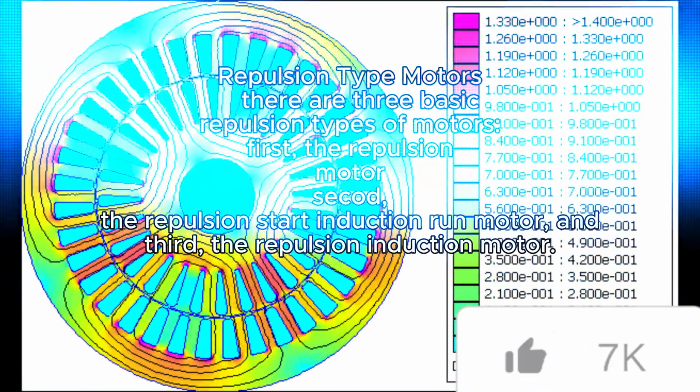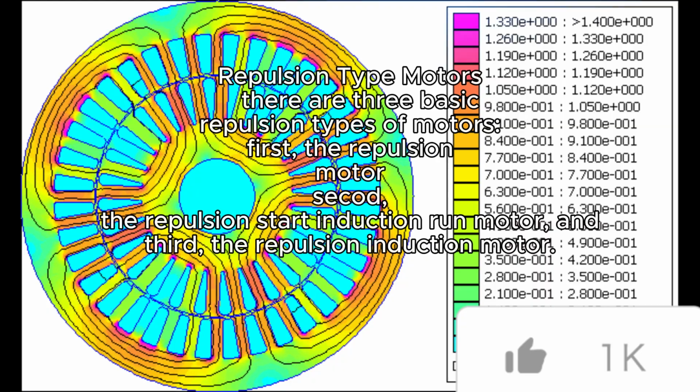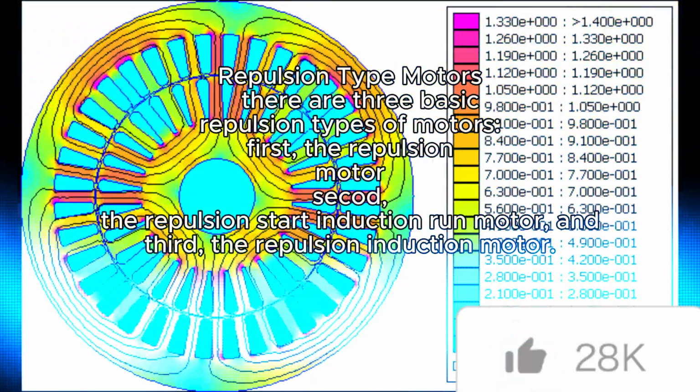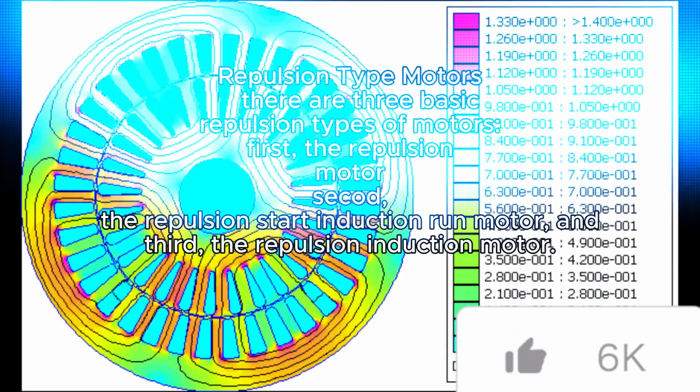Repulsion type motors. There are 3 basic repulsion types of motors. First, the repulsion motor. Second, the repulsion start induction run motor. And third, the repulsion induction motor.